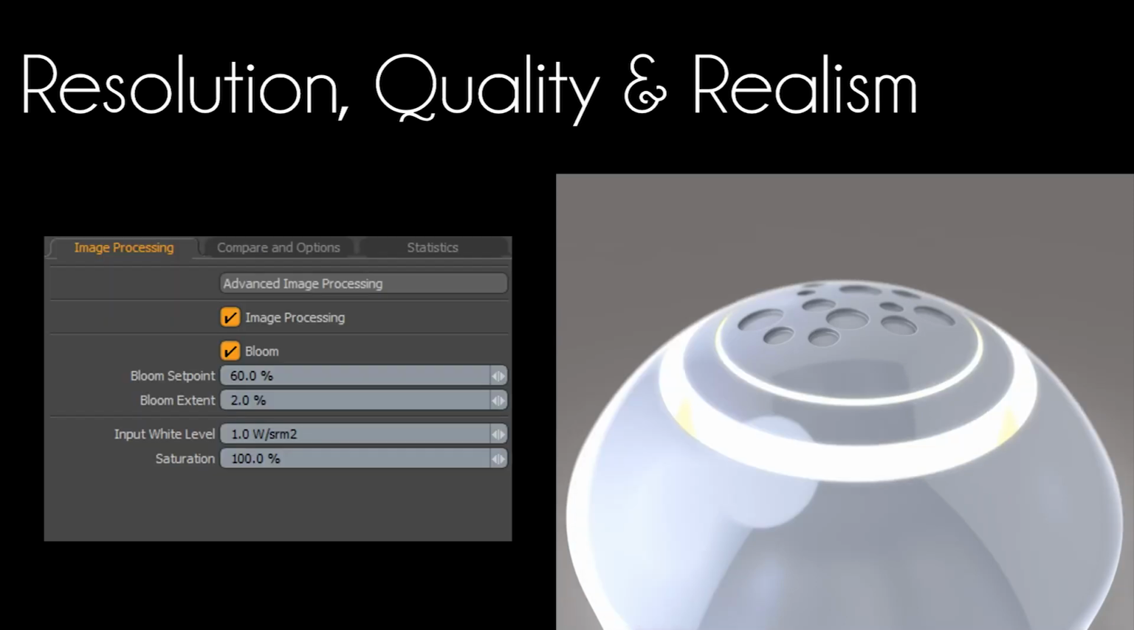To add bloom, you first render the image as usual, and then in the Photoview 360 window to the right of your rendered image, under Image Processing, tick the bloom box. Lower the bloom set point and play with the bloom extent, so that's how far the glow reaches, until you are happy with the result.